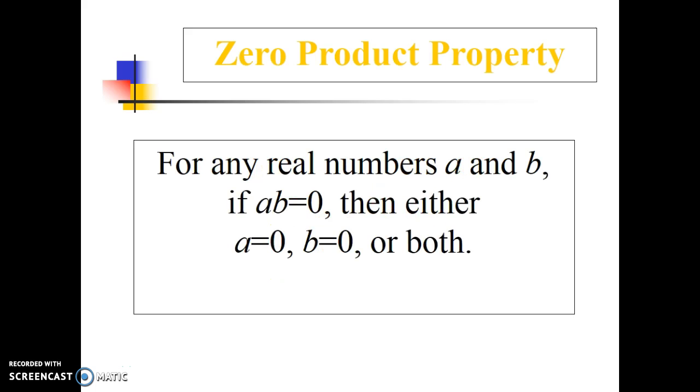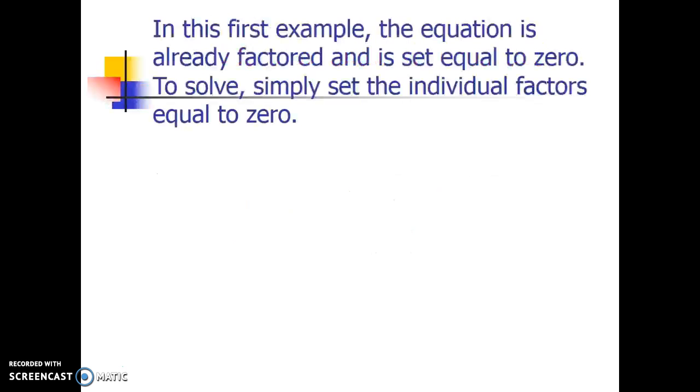So the zero product property is for any real number a and b, if a times b equals 0, then a equals 0, b equals 0, or both are equal to 0. So if we multiply two numbers together and it equals 0, one of the two numbers has to be 0 itself. So this first example, they already factored it for us. So we can set the entire thing equal to 0. Whenever we're solving, we set the entire factored problem equal to 0.